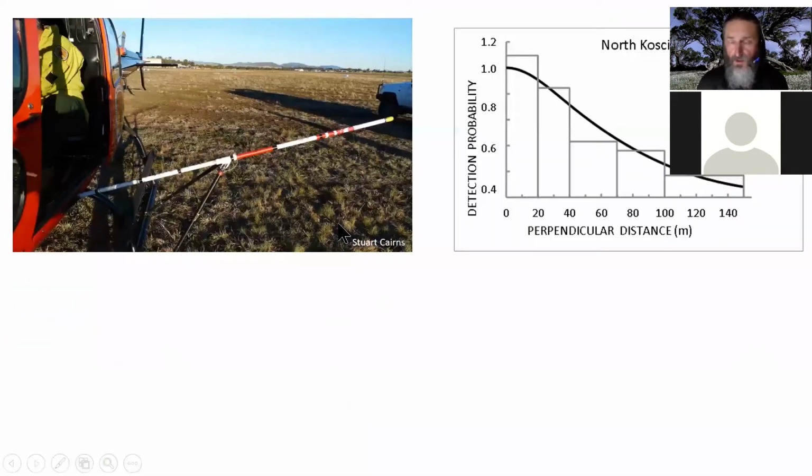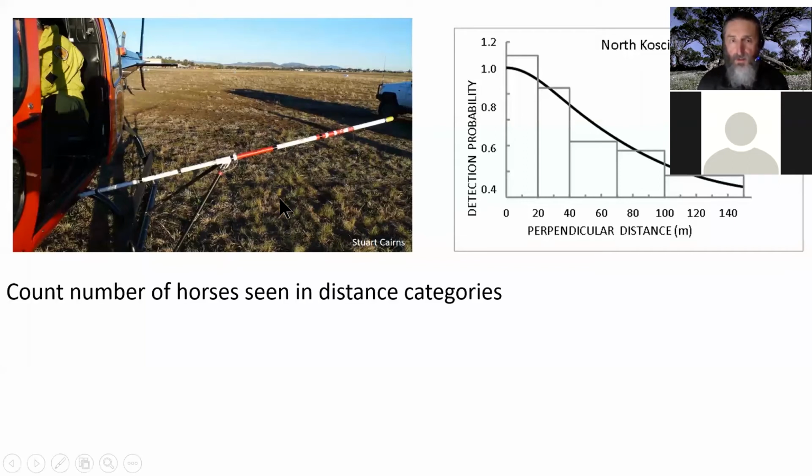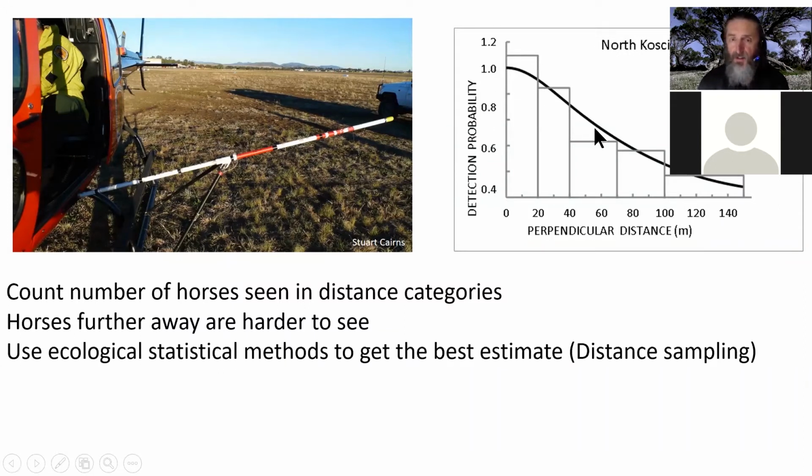And the methods they use are really quite sophisticated. This is a picture of the measuring stick that they use. This helps them to judge how far away from the helicopter each group of horses is that they see. So they count them in distance categories. And because horses that are further away are actually harder to see, you need to use these statistical methods to get the best estimate. This is called distance sampling.